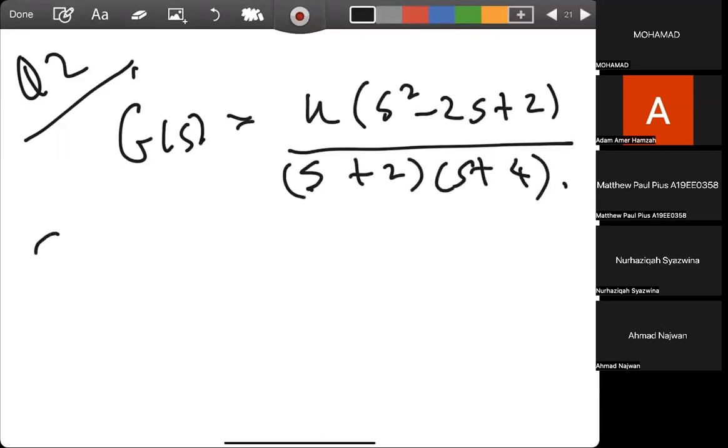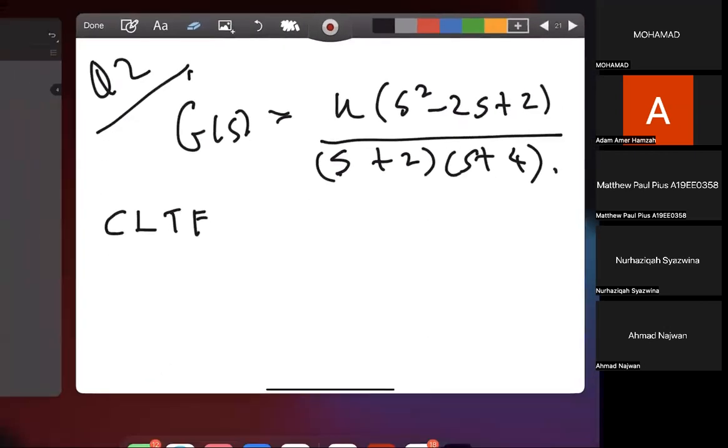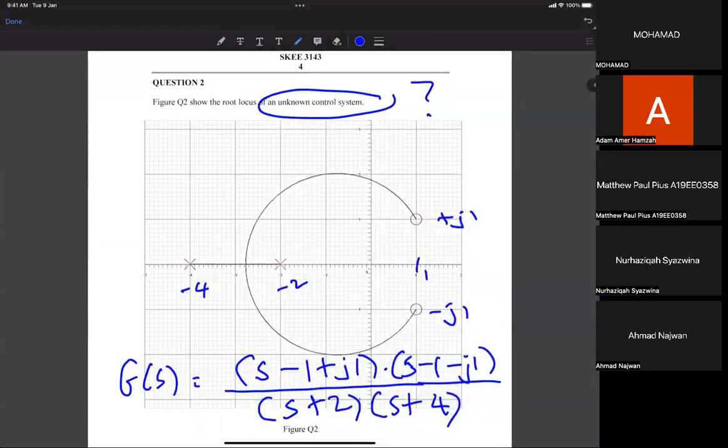Then find the closed loop transfer function because we want to find the cross section. We can read from there. Can somebody read for me? What is the omega d value? Sammy, can you read for me?